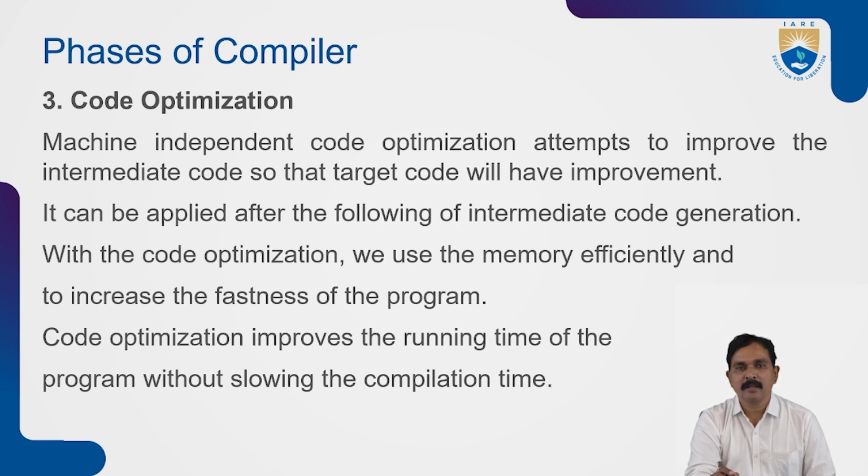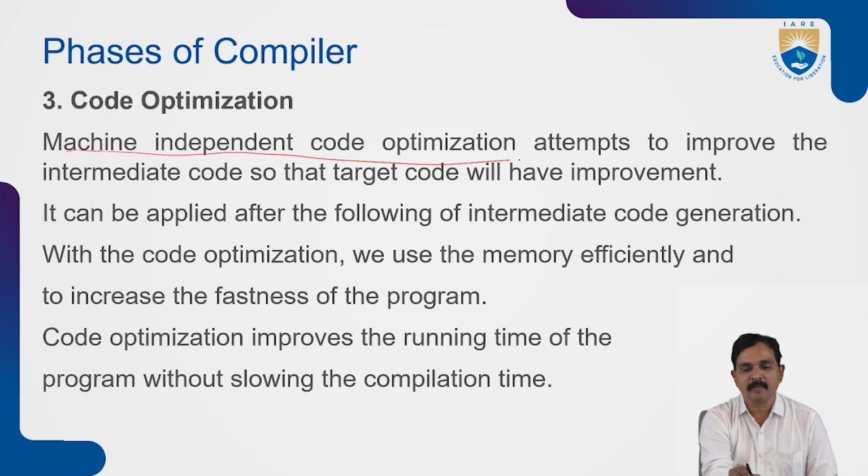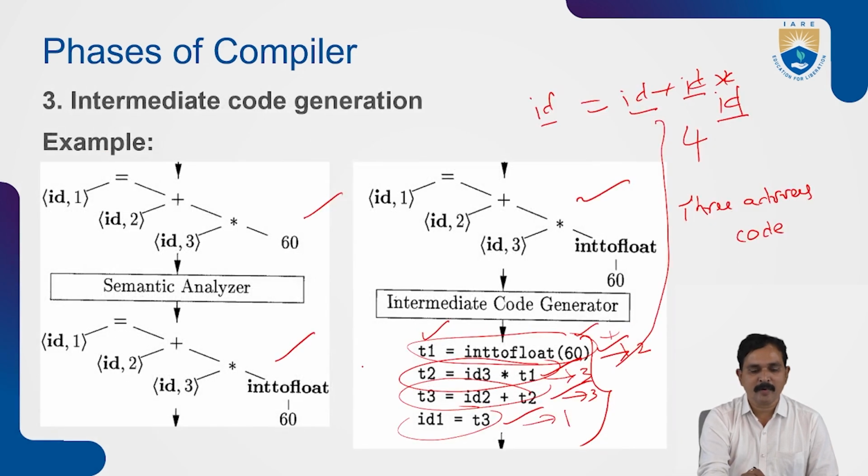It means the coding modification we have done in our system will be allowed in any other system also. That kind of idea is called machine independent code optimization. It attempts to improve the intermediate code so that the target code will improve in terms of the size of the operands or the total number of lines, which may be reduced. Previously, we see how many lines you have got. You are getting 4.